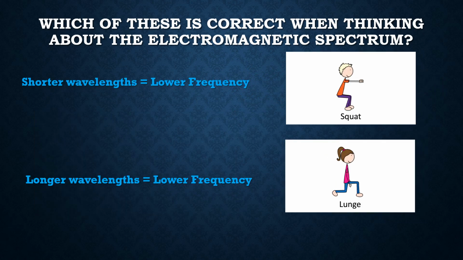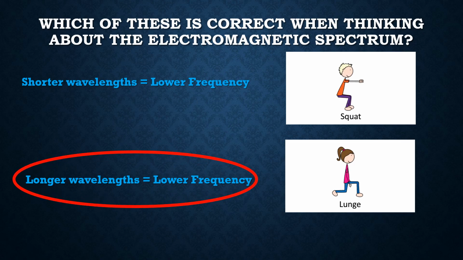Which of these is correct when thinking about the electromagnetic spectrum? Shorter wavelengths equal lower frequency, or longer wavelengths equal lower frequency? If you think shorter wavelengths equal lower frequency, you're going to do squats. If you think longer wavelengths equal lower frequency, you're going to do lunges. Ready? Go. And stop. If you were doing lunges, you were correct. The longer the wavelength, the lower the frequency.